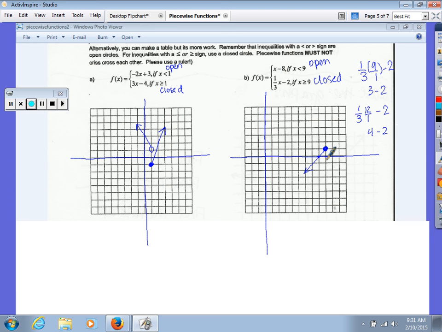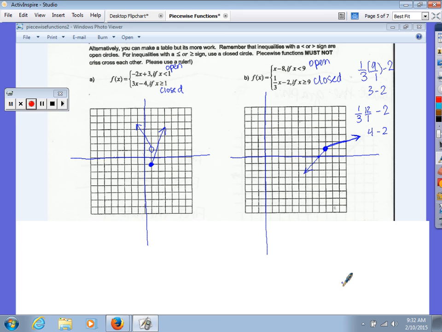So this would be 9, 10, 11, 12. I'll do that at the very end. And 12, what? 2. And just a little beep. And you connect it. Okay, let's go ahead and ask some review questions real quick about this.